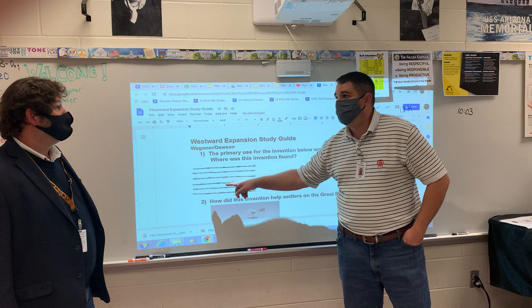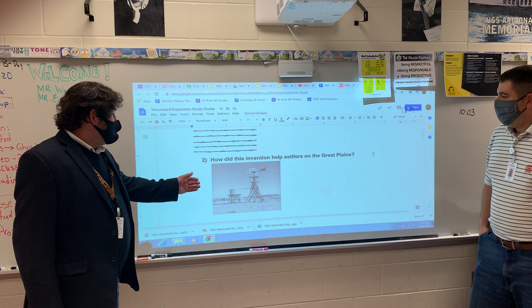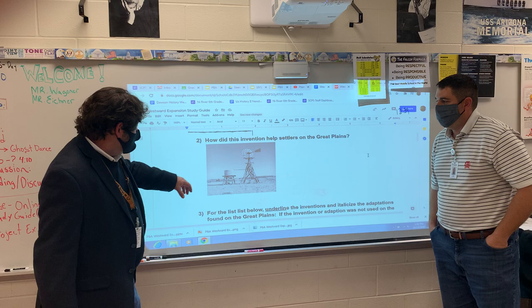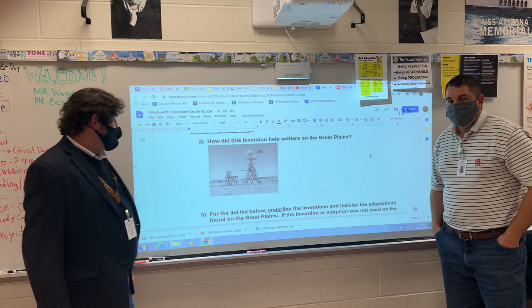Westward expansion. And then this invention here, the windmill, make sure that you know the main reason for the windmill was to pump water from these deep wells and then bring it up and store it in a tank. So that was a huge way to compensate for that lack of rainfall.